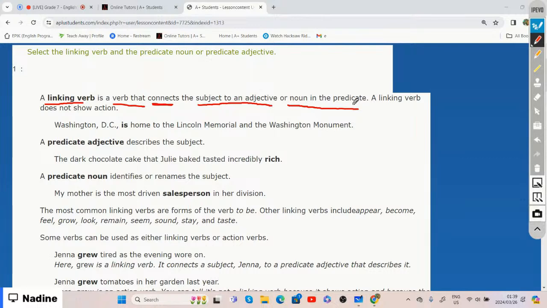So firstly, we say a linking verb is a verb that connects the subject to an adjective or noun in the predicate, meaning a predicate adjective or predicate noun. It links that. So if we look at a predicate adjective, it describes the subject, right?